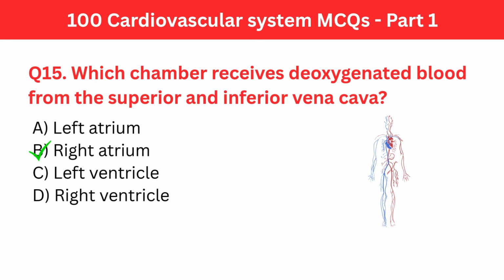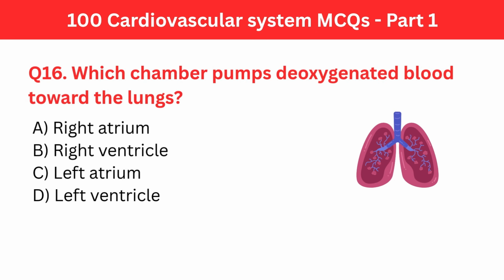The right option is B. Right atrium. Question number 16. Which chamber pumps deoxygenated blood towards the lung?